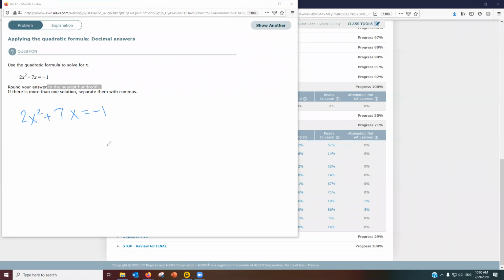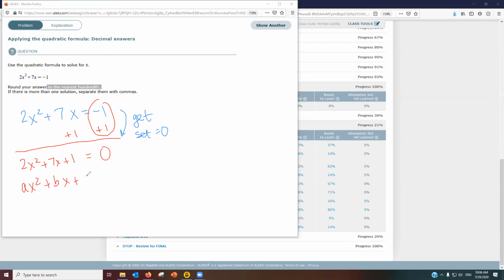Now, the first step when solving quadratic equations is we need to get the equation set equal to 0. So I'm going to add 1 to both sides of this equation, because if I do that, I'm going to end up with a 0 on the right side. All right, now I'm going to compare this equation to ax squared plus bx plus c, so I can identify A, B, and C. In our example, A matches up to 2, B matches up to 7, and C matches up to 1.